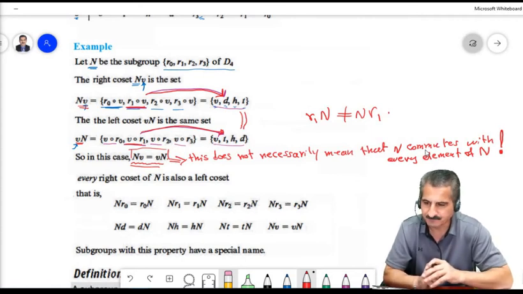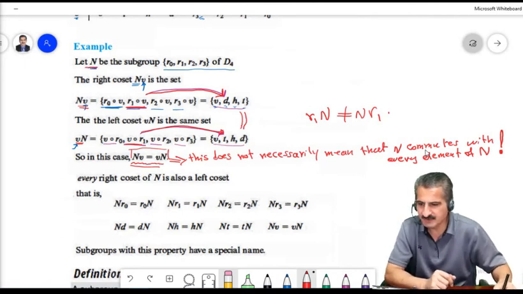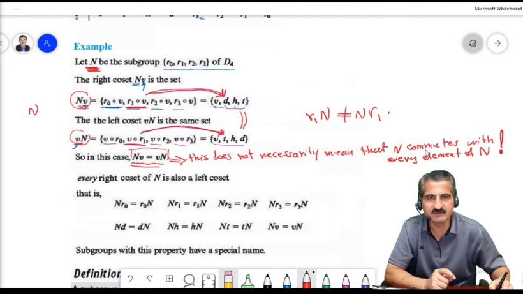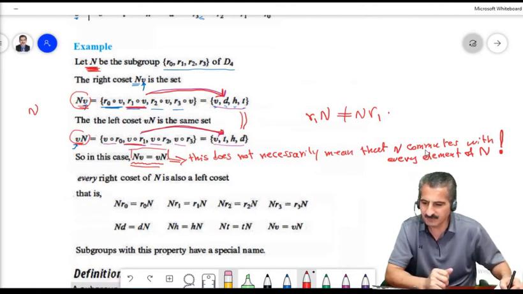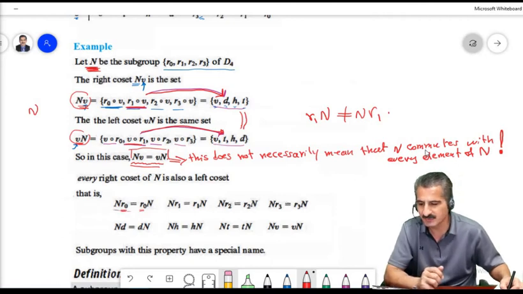Done? Okay. Now, what we have achieved here, we have chosen this subgroup N and computed the coset of N using the element V. What about the coset of N using the other elements of D4? R0, R1, R2, R3, H, D, and T. Here you go. Now, if you repeat this process, compute the left coset and the right coset using any other element of D4. For example, for R0, this is trivial because R0 commutes with every element. So we will get the equality.